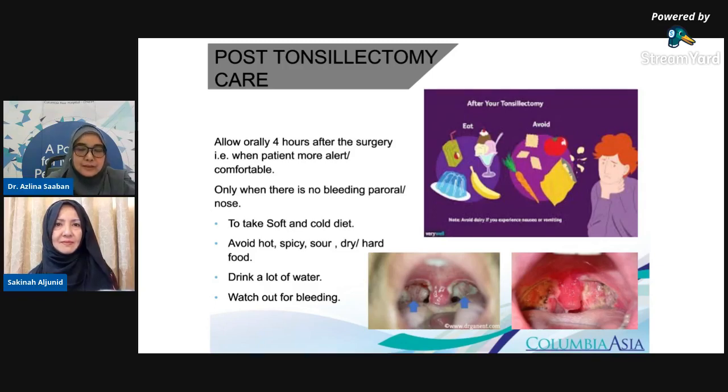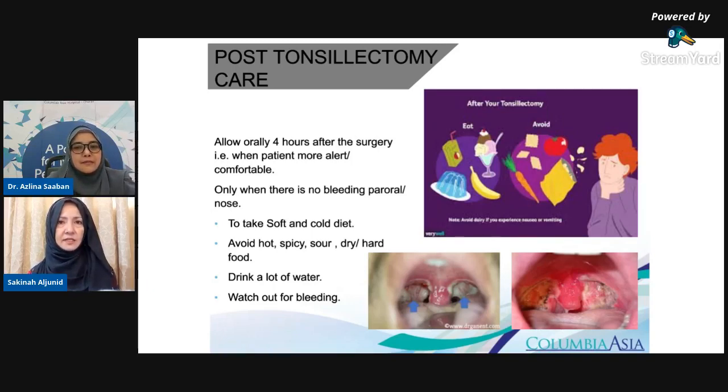Actually after the tonsillectomy, for the post tonsillectomy care lah, one thing we need to watch out for is the bleeding, in case there's any bleeding. But if everything fine, then after 4 hours after surgery, you already allow the patient to take orally. Start with drinking plain water, and if no vomiting, then can start eating ice cream, jelly, all the soft diet, soft and cold.